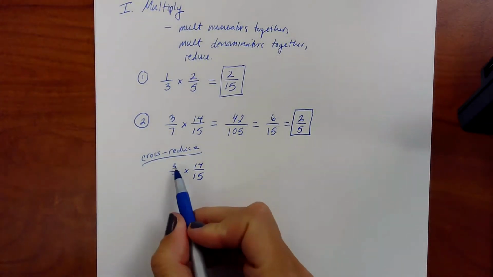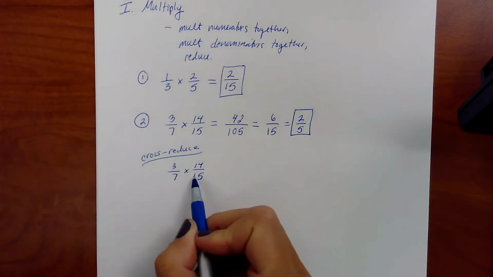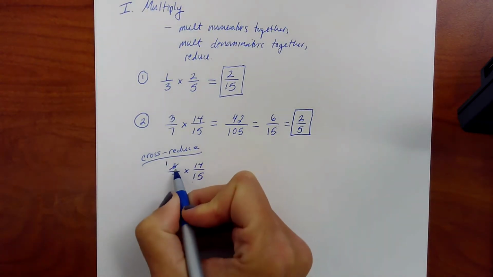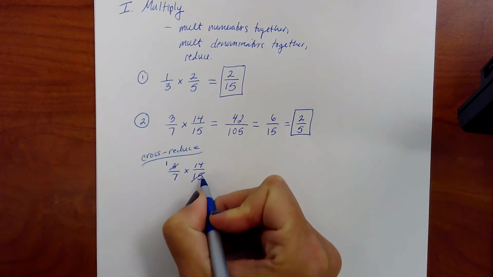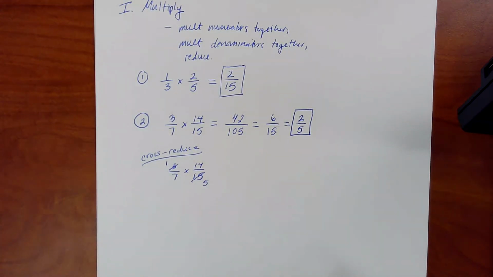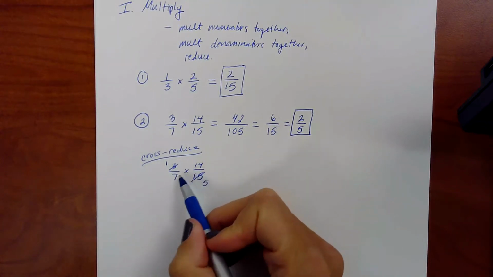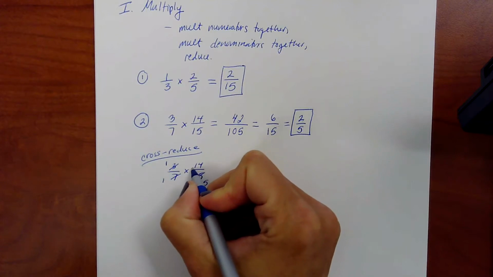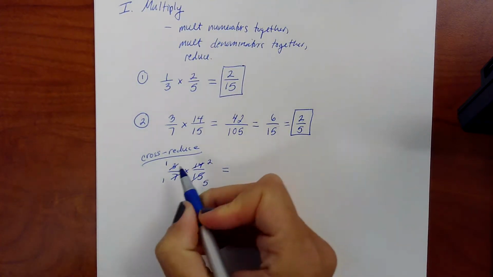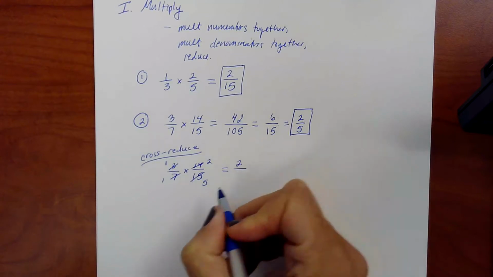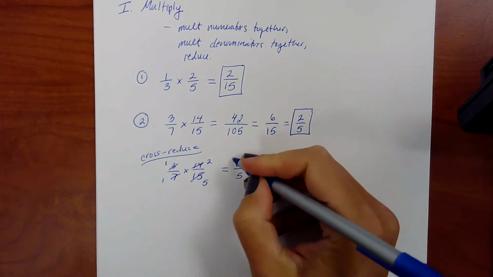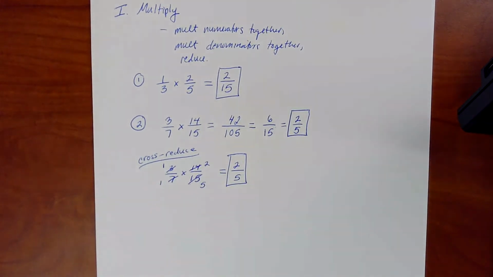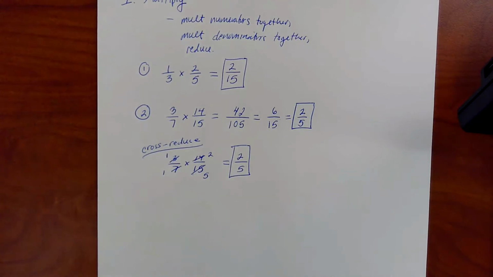So check this out, the 3 and the 15, can you take the same number out of both of those? Yeah, you can. You can divide them both by 3. 3 divided by 3 is 1. 15 divided by 3 is 5. Here, you can divide these both by 7, right? 7 divided by 7, 1. 14 divided by 7, 2. Check this out. 1 times 2 is 2. 1 times 5 is 5. We got the same answer that we got before. In my opinion, that's much easier. So I always look to cross-reduce first.